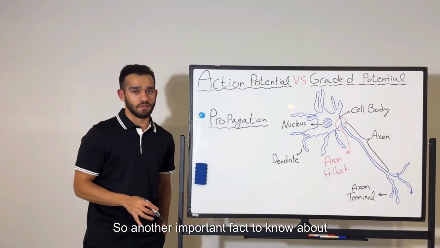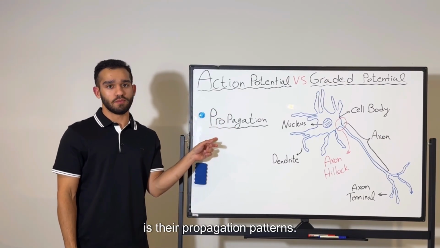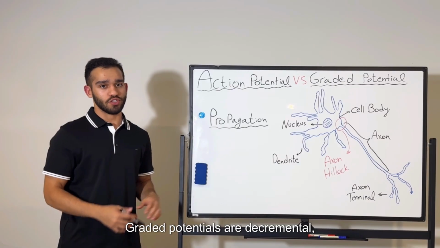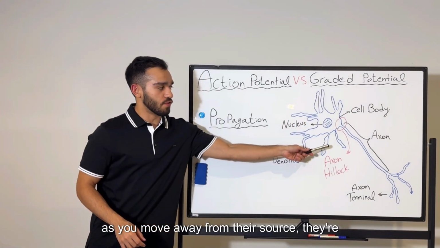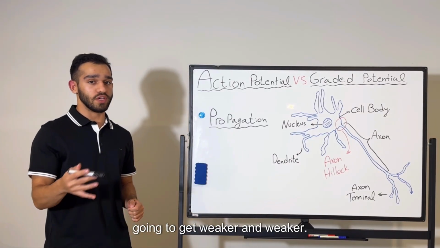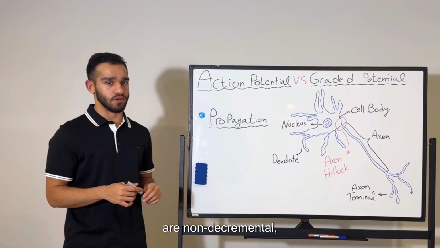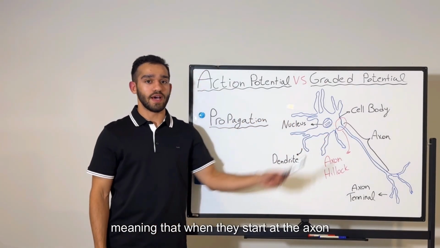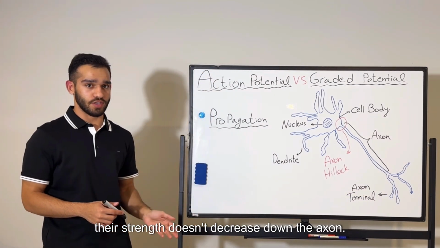So another important fact to know about these two kinds of potentials is their propagation patterns. Graded potentials are decremental, meaning that as you move away from their source, they're going to get weaker and weaker. Action potentials are non-decremental, meaning that when they start at the axon hillock, their strength doesn't decrease down the axon.